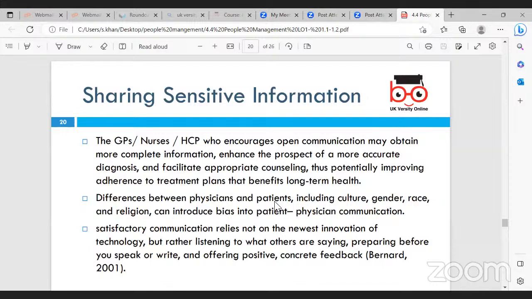Sharing sensitive information: GPs, nurses, healthcare professionals who encourage open communication may obtain more complete information, enhance the prospect of a more accurate diagnosis and facilitate appropriate counselling, thus potentially improving adherence to the treatment plans that benefits long-term health. Differences between physicians and patients, including culture, gender, race and religion, can introduce bias into patient-physician communication.